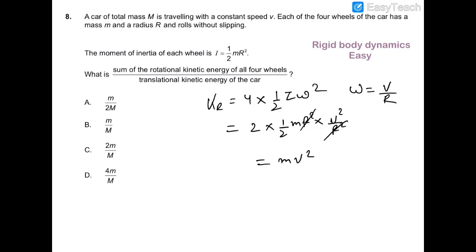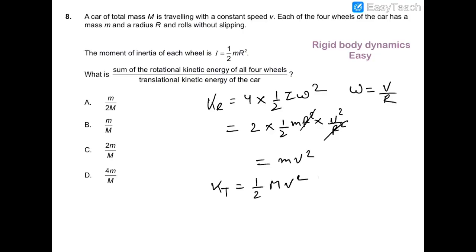Okay. Now translational kinetic energy of the car. So K translational will be half into mv square. This is the kinetic energy of wheels, translational kinetic energy, into 4 plus the total mass. In fact, the total mass of the car is m. So we can directly write it as half m v square.